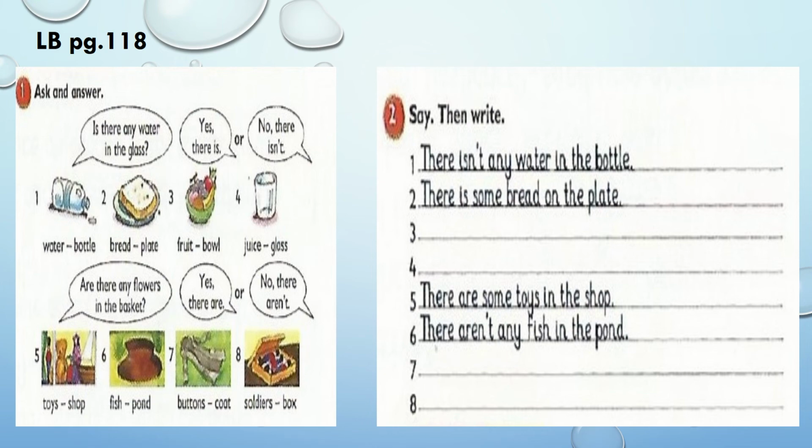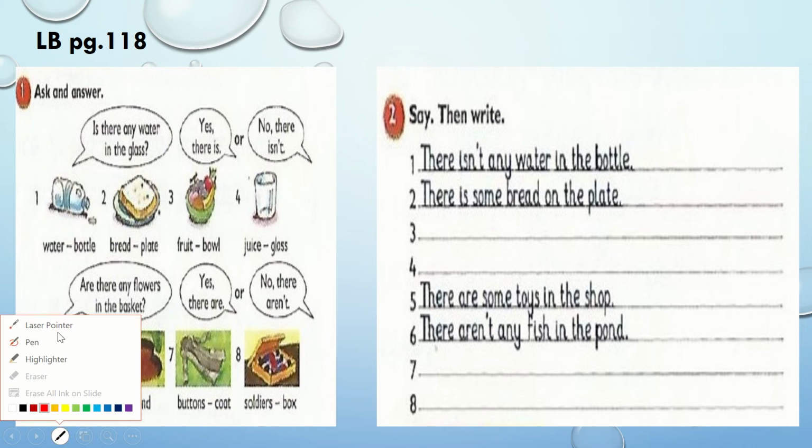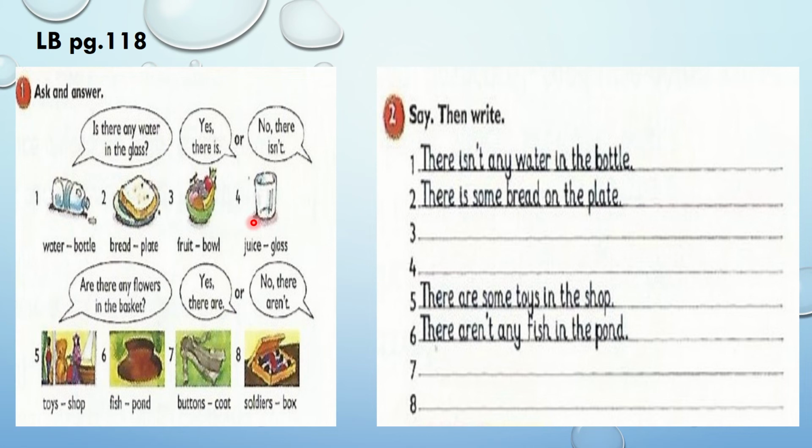Alright, in our language book on page number 118, remember what we did here was we were making questions out of these pictures and also answering them. So here we're going to say and write. If we have a look at our first picture, we have a bottle and our keywords are water and bottle. So here we have to write a sentence with water and bottle. Now these sentences are statements and not questions like we made questions over here.